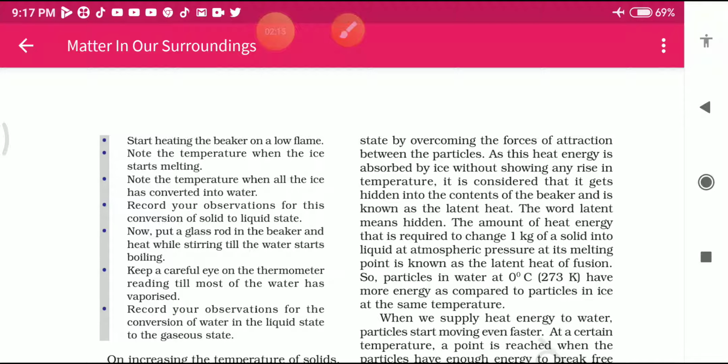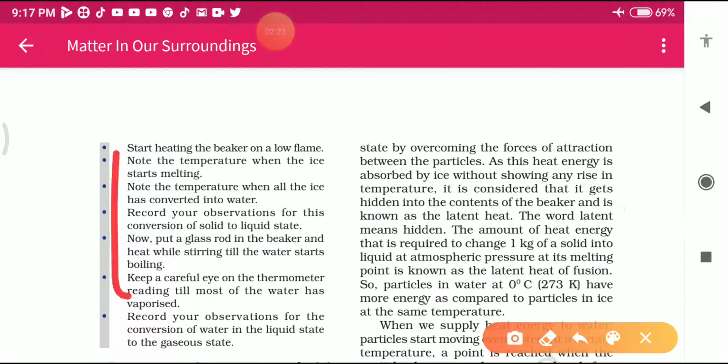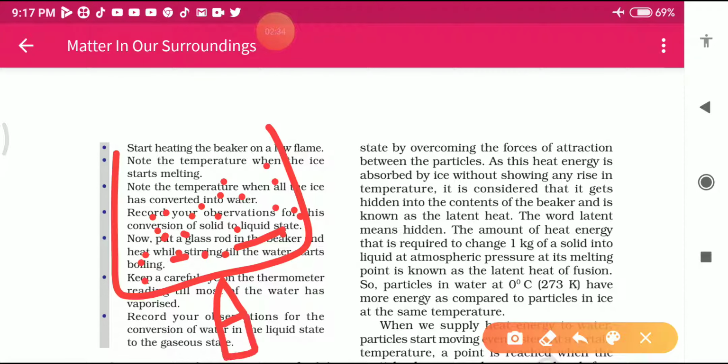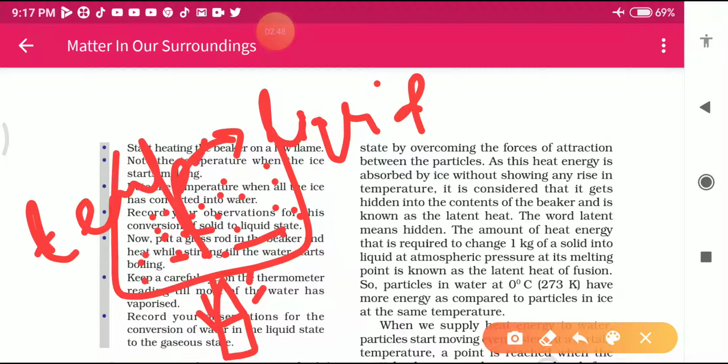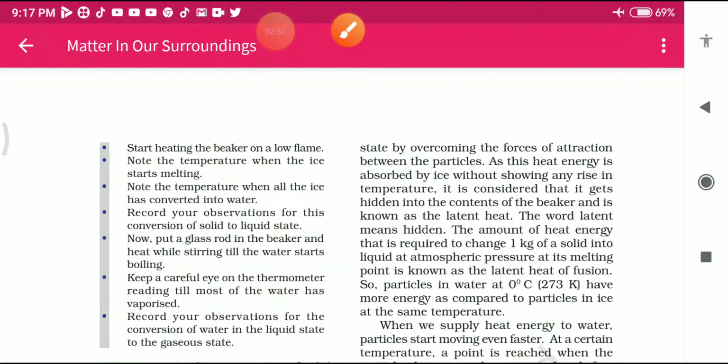Students, here they want to say that when you heat, this is a beaker and here is ice. When we heat this beaker with the help of the burner, this ice is converted into liquid, but the temperature will not increase.